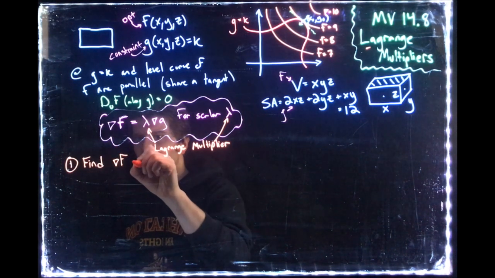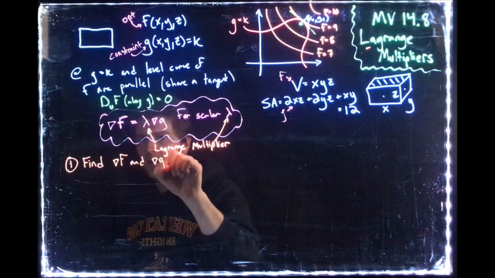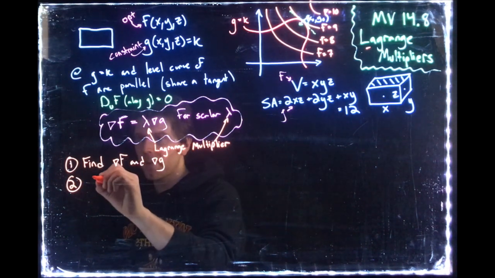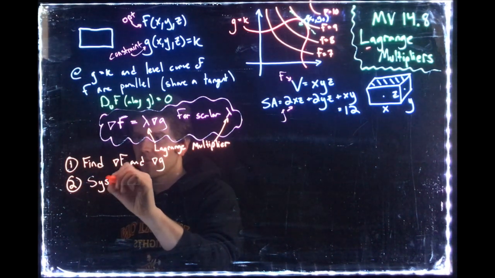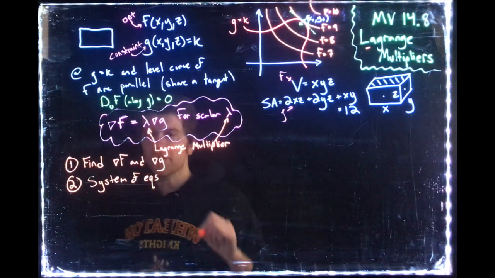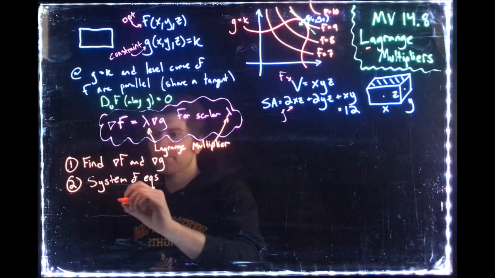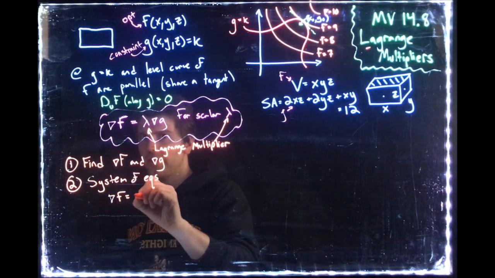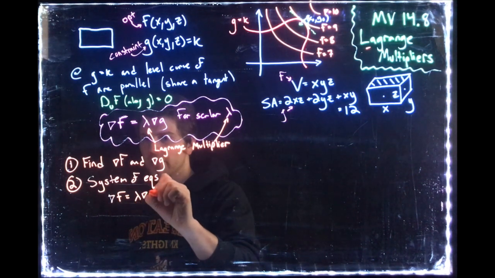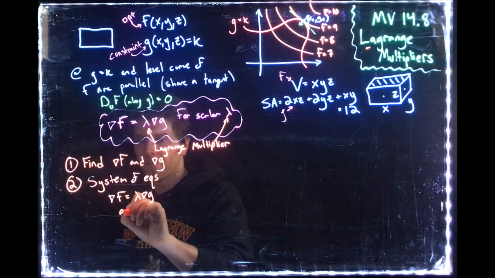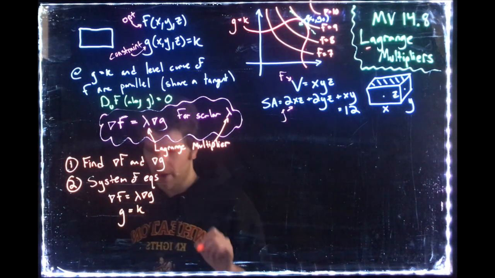Find the gradient of F and the gradient of G. The second is to set up a system of equations. And it turns out that the equations we need are the equation, the gradient of F is equal to lambda times the gradient of G. But we also are going to use our constraint, G equals K. And we'll show how to do that.